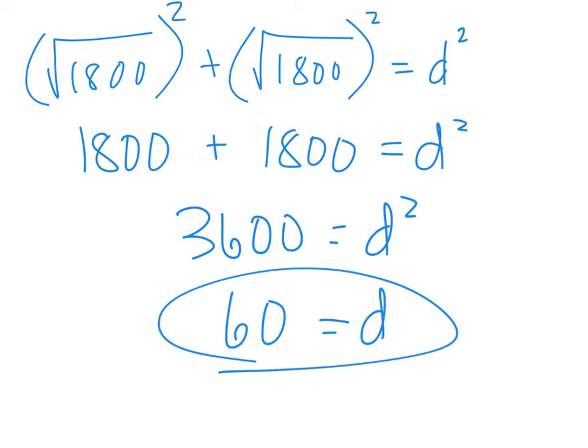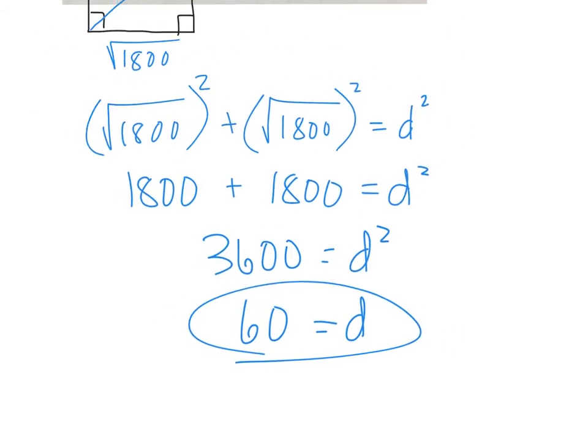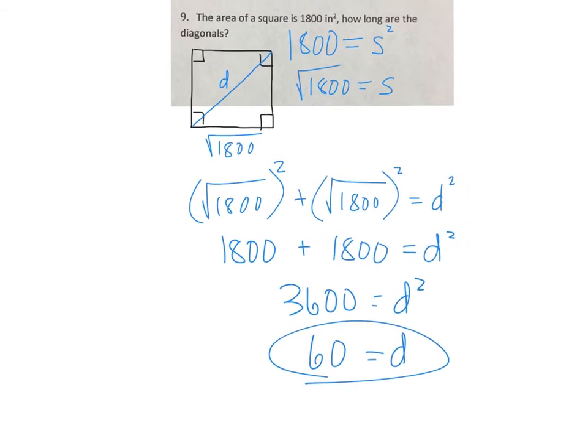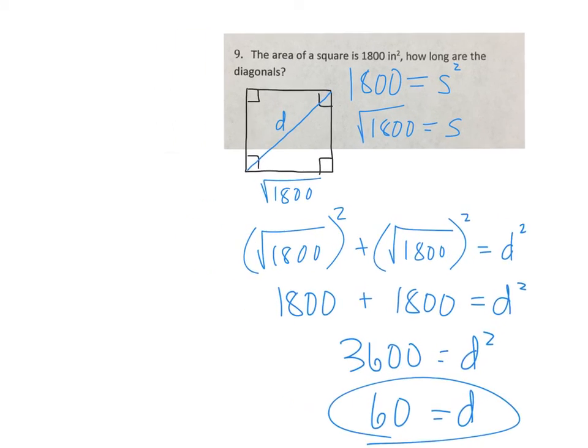Now, that's a nice diagonal right there. 60 inches long. It's pretty good. It's 5 feet. But there's another way that we can think about this.